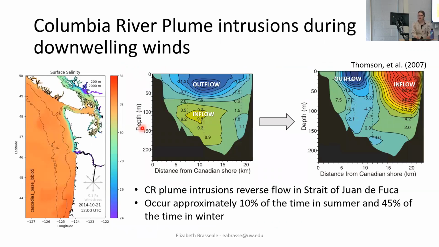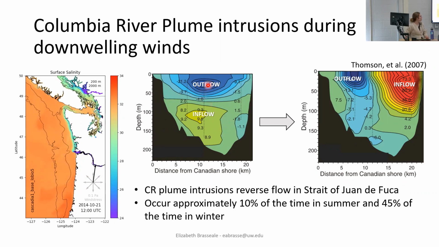And so if we're interested in the Salish Sea, it's interesting to note that the Columbia River plume makes it all the way into the Salish Sea during downwelling winds. I'm going to refer to this as Columbia River plume intrusions, that it's intruding into here. And you can see what happens.